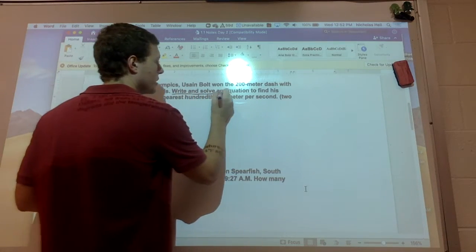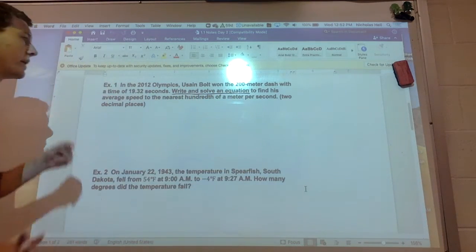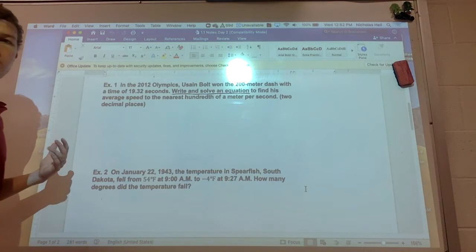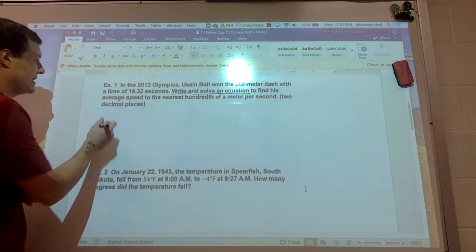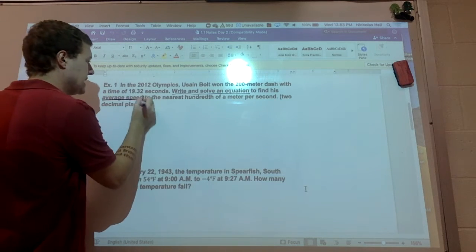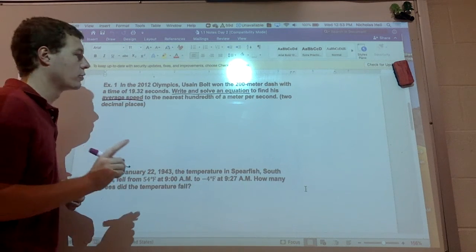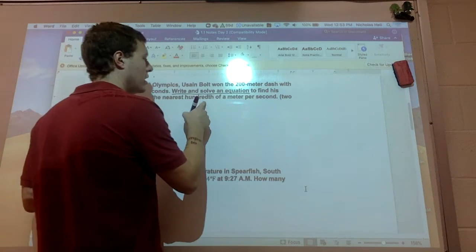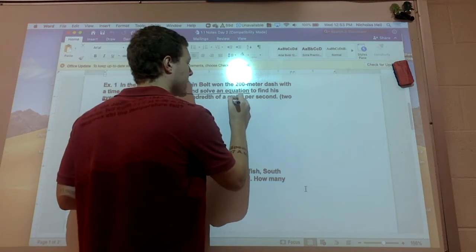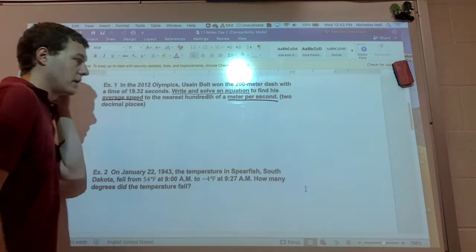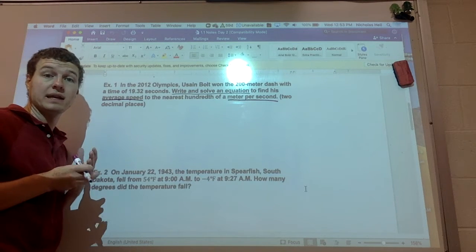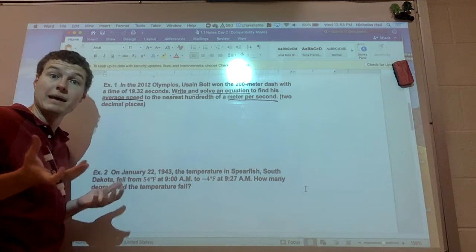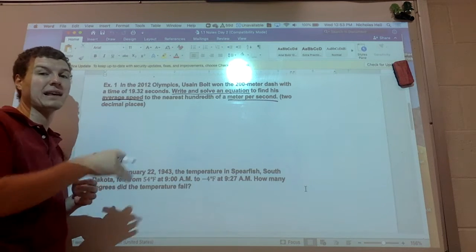I'm going to highlight or underline that. Write and solve an equation. Now, what we need to do with that equation is to find the average speed. Here's the really cool part, to the nearest hundredth of a meter per second. So, meter per second, that's what's really going to give us our answer or our label at the end. So, we can just tack that on, we should be good to go.